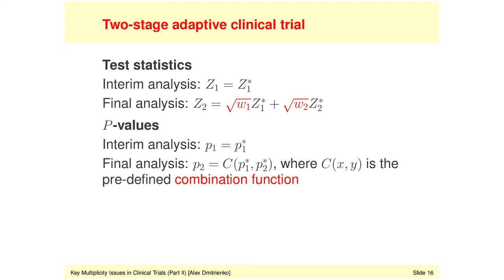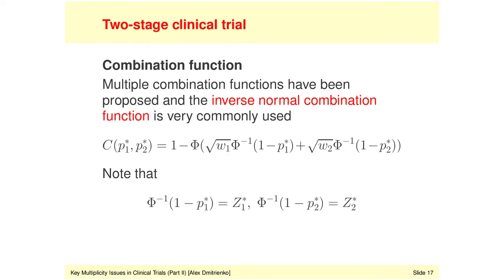And when we switch to the p-value scale, once again at the interim analysis, the two p-values are equal to each other. And when we proceed to the final analysis, we can show that the standard traditional p-value, denoted by p2, is actually a function of the two stage-wise p-values. And this function c is known as the combination function. Combination functions play a central role in the combination function approach. That is to be expected.